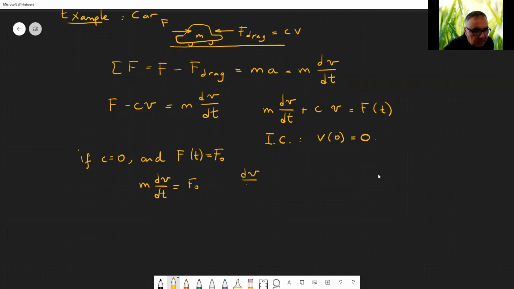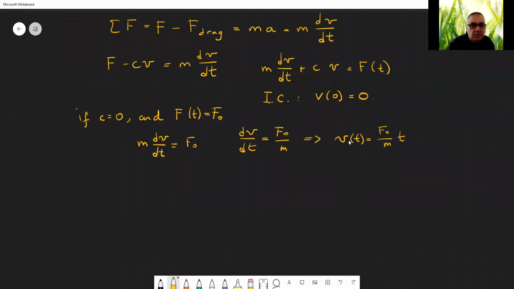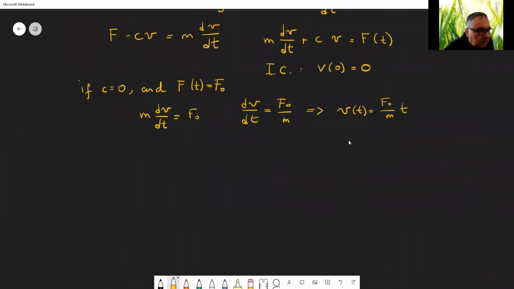Therefore, dV/dt is F0 over m. It is a constant, so you can solve this for t. You just integrate. It's not a big deal. The derivative is constant, so V is F0 over m times t. The velocity is going to increase without any bound, actually. If you apply a force on the car, engine starts and there is no air resistance or there is no road resistance. This is what you will be getting.